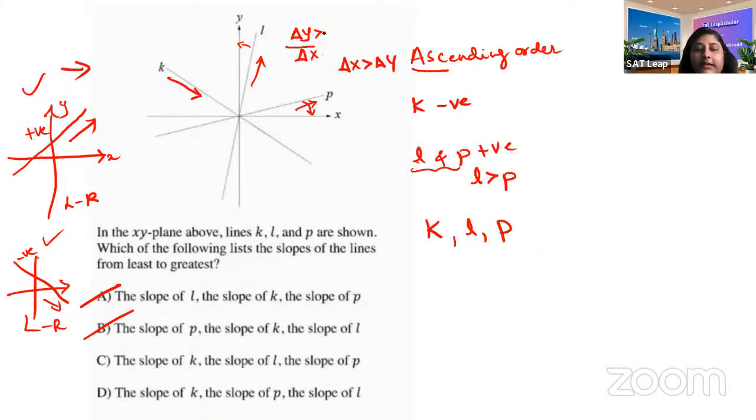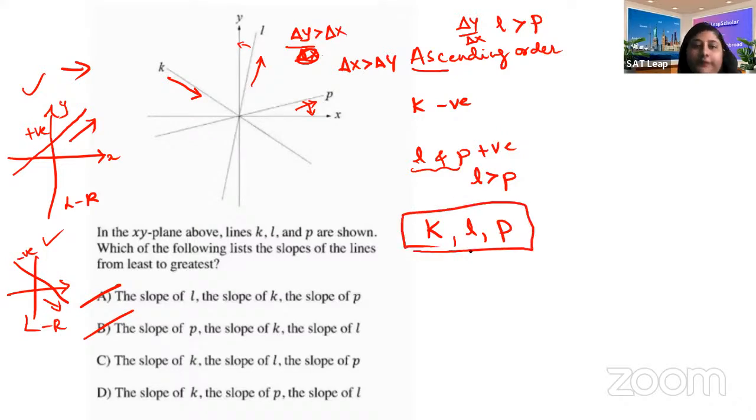For line L, the change in y is greater than the change in x. For P, the change in x is greater than the change in y. So based on the ratio, the L ratio will be greater than the P ratio. That's why the correct order in ascending order is KLP, which is option D. Hope it is clear to all of you.